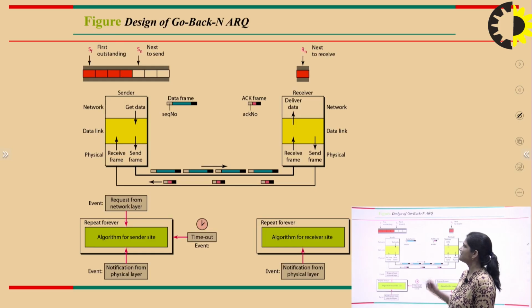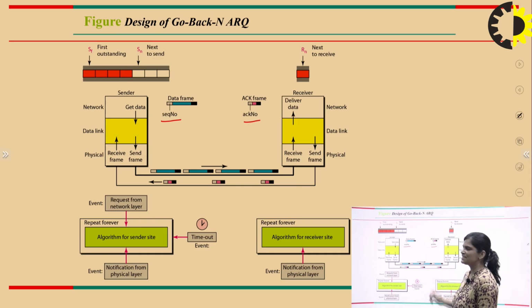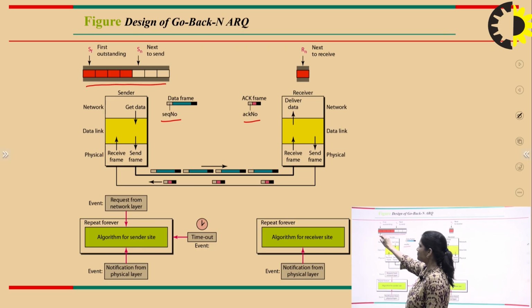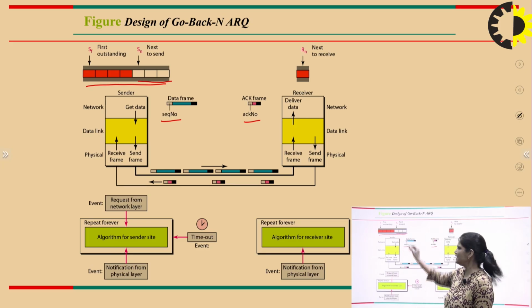Sliding occurs one slot at a time. Now the next is the design. This is the design of Go-Back-N ARQ. This is your sender, this is your receiver. We have to send frames from sender to receiver with a sequence number, and we get the acknowledgement with the same sequence number. This means when we send a frame, we should get the acknowledgement for that frame at the sender side. Now we are sending data in this sequence. This is the first outstanding frame, and these frames are already sent, but we are not getting the acknowledgement. When we get the acknowledgement for these frames, then we can send the next frames.